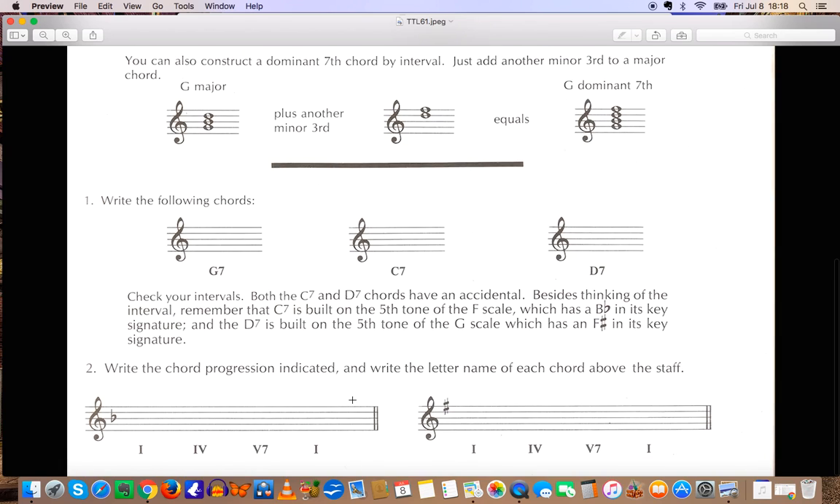I strongly suggest that you play these on an instrument so that you hear it. Hearing it is another huge part of the equation of music, hearing the theory that you learn as well.